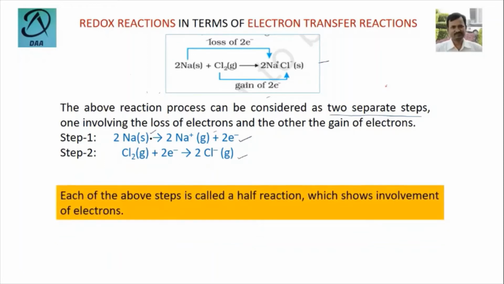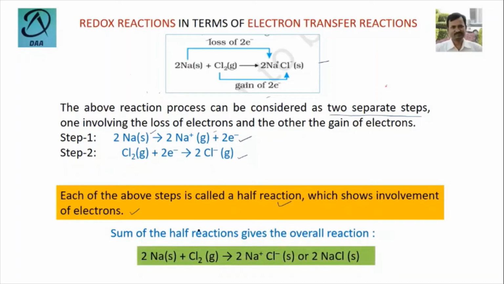Each of the above steps, step 1 and step 2, is called a half reaction, which shows the involvement of electrons. In the first case, the release of electrons, and in the second case, the gain of electrons. If we sum these two half reactions, you can see 2 electrons on the left side and 2 electrons on the right side will cancel, and ultimately the overall reaction will be 2Na plus Cl2 forming 2NaCl.